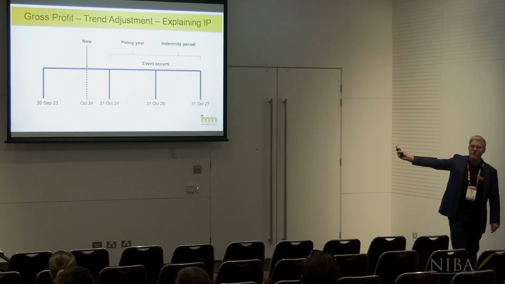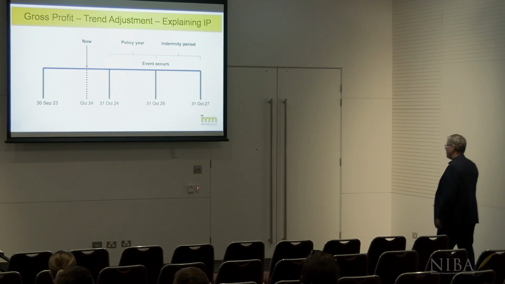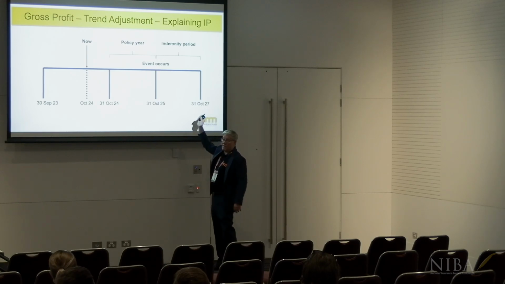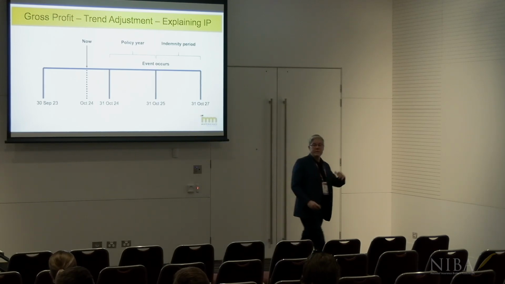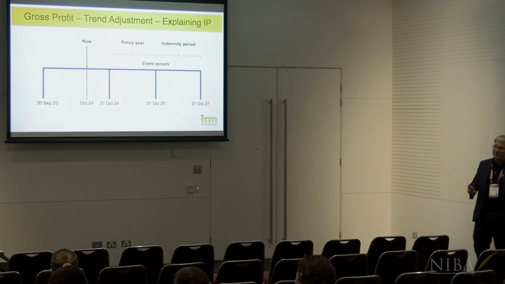Basically, we could have an event that happens on the last day of the policy period, 31 October 25. And if they've said they want an indemnity period of 24 months, we're going to be talking about numbers all the way out to 31 October 27 in terms of what we're actually putting into our slip, what our declared values for gross profit are. So that's tricky for clients.